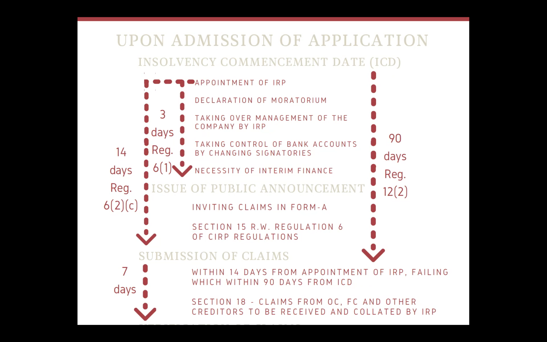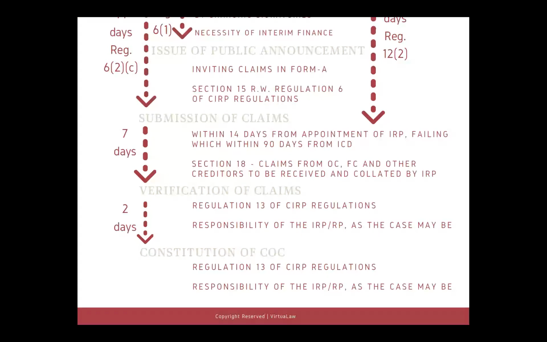So I'm going again down to the verification of claim. The same procedure happens even within the 90 days: within 7 days, I have to verify the claims. Now, at the initial stage, within 14 days I've received the claims, and within 7 days I have verified the claims. Now, what do I do? Within the next 2 days, I need to constitute the COC and file the same before the adjudicating authority, stating that, honorable adjudicating authority, this is the COC of this corporate debtor, with the claims which I have received within this 14 days.